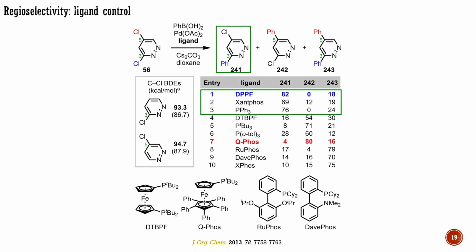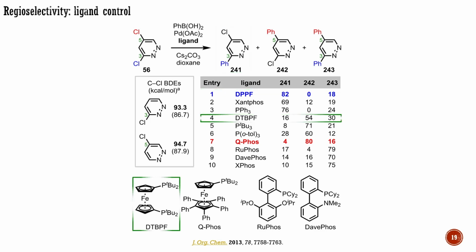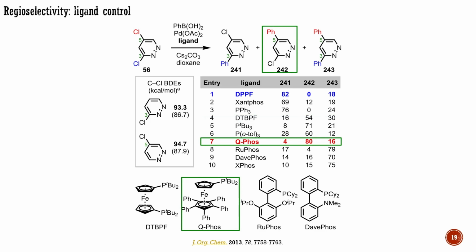Screening a wide range of ligands indicated that electron-deficient bidentate ligands and triphenylphosphine favor the formation of the C3 coupled product. The best yield and selectivity were achieved using the DPPF ligand. Notably, an electron-rich analog of DPPF gave the opposite selectivity, albeit in a moderate ratio between mono and bis-coupled products. This prompted the authors to screen more electron-rich monodentate phosphines. As a result, it was found that Buchwald's biaryl monophosphine ligands predominantly favor the formation of the bis-coupled product, while Q-Phos gave the best selectivity for the C5 coupled product.